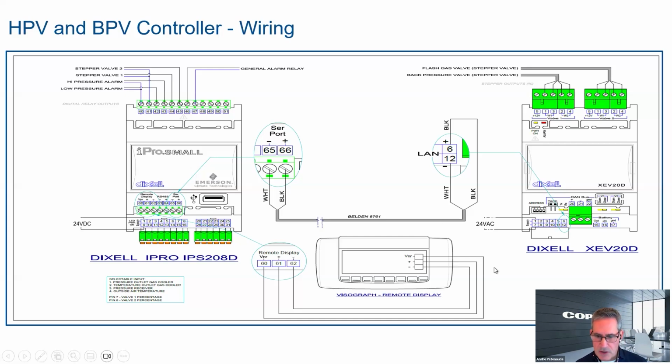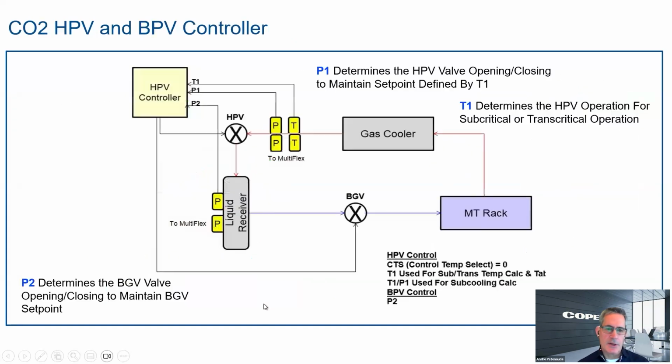Down here, we have what's called a Visiograph. I'll talk a little bit more about the Visiograph. It is a device where you can actually locally program the iPro. If you don't have the E3 online yet, you can program it through the Visiograph. So that's kind of another device that we can use.